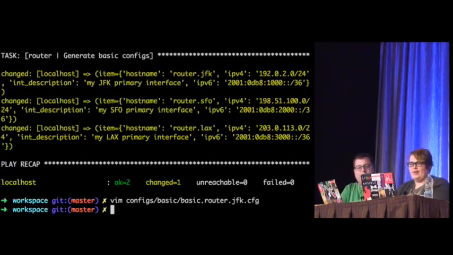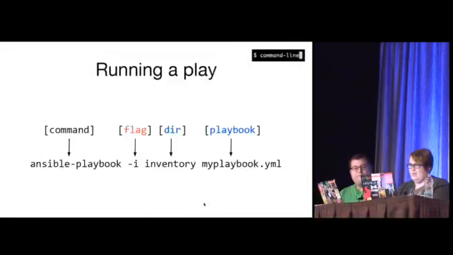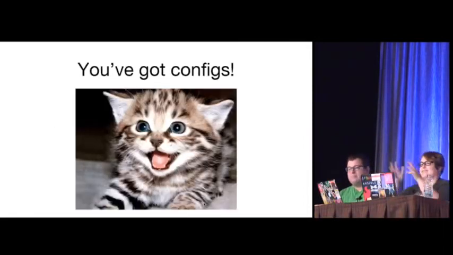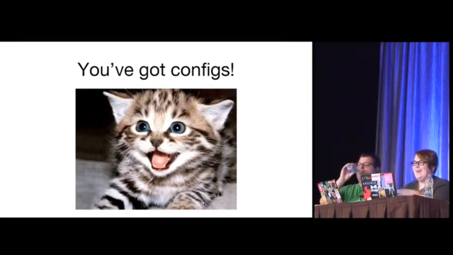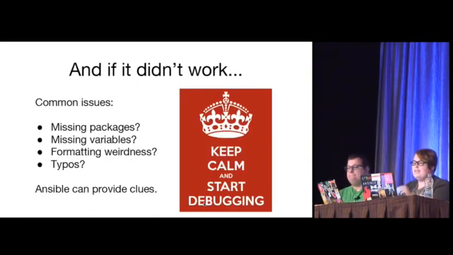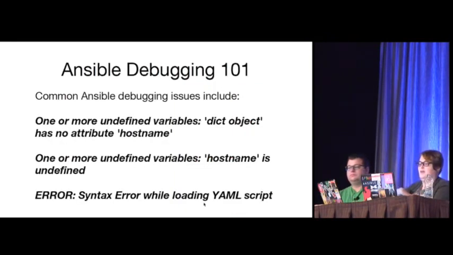Unfortunately, we don't really have time to show some of the advanced examples here. We at least broke down running this play. Hopefully you were able to follow along in time and you've got configs, which would be fantastic. If not, that's okay, because we'll publish this information. And if you did follow along and something went wrong, there's a lot of different issues that can happen along the way. Common issues: missing packages, variables, formatting weirdness, typos. Ansible can provide some clues to that. This is just part of the process. Here are some examples really quickly of some issues.